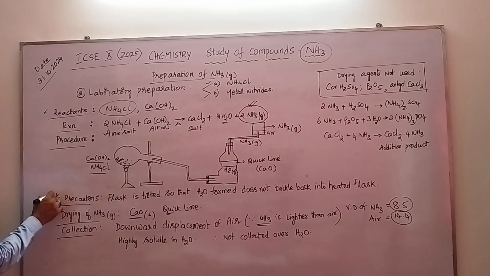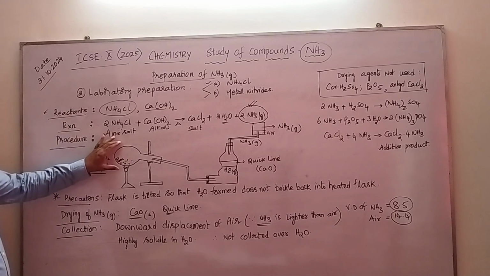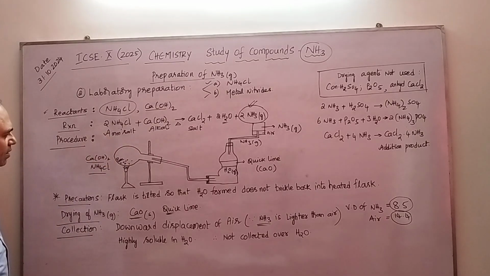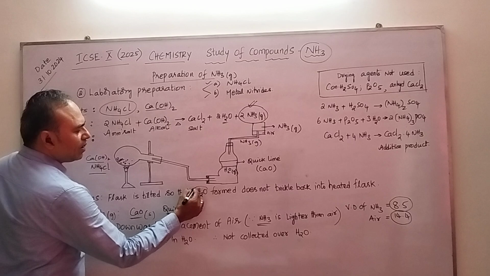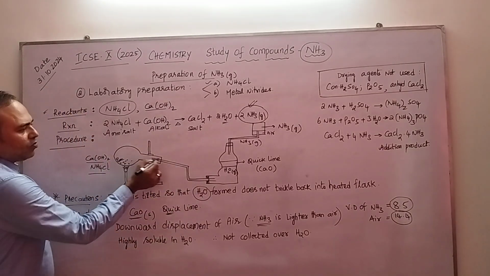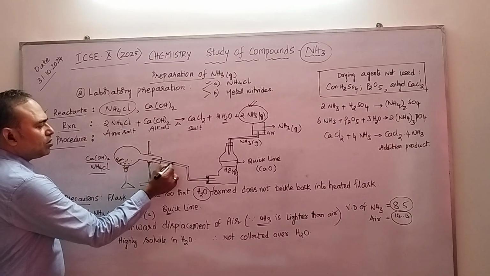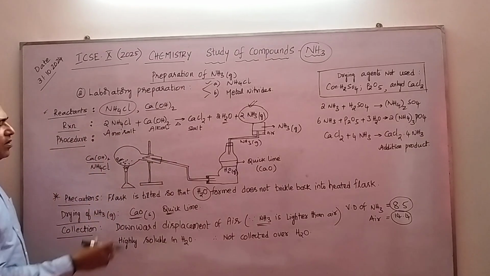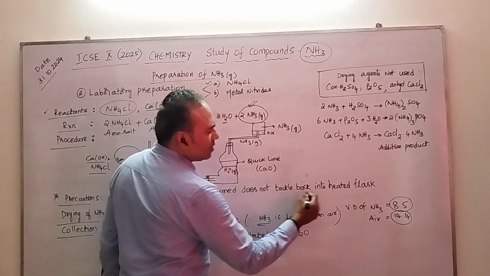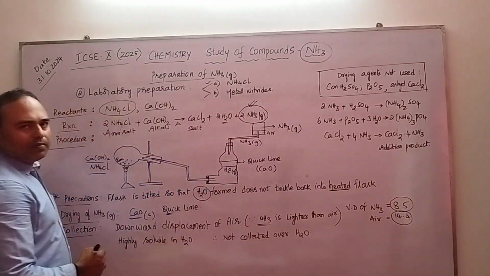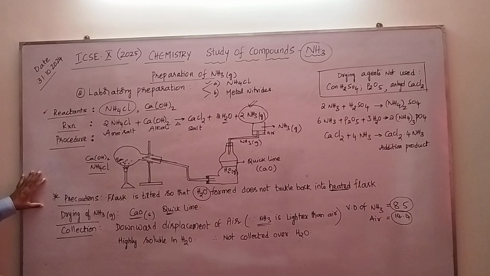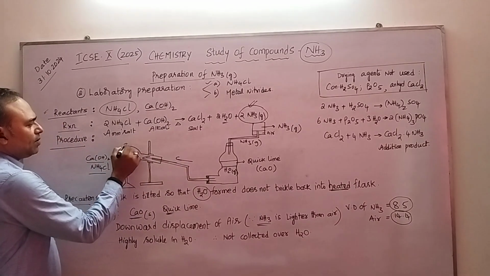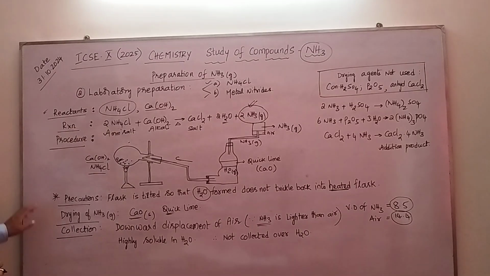Now one important precaution here, what is that? You have to tilt this flask. Why do you have to tilt this flask? Because water is formed on heating and it should not come back. If you keep it in the vertical position, what will happen? The water may come back, and because it is a heated flask, the water will break it. So due to that we have to keep this in a tilted position such that the water will not come back and break this flask. That is the precaution.